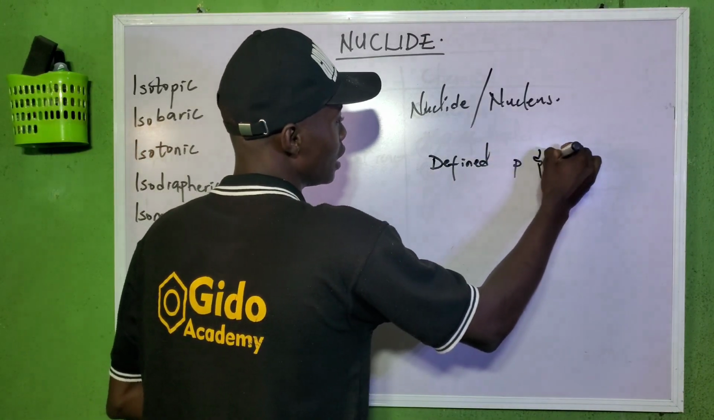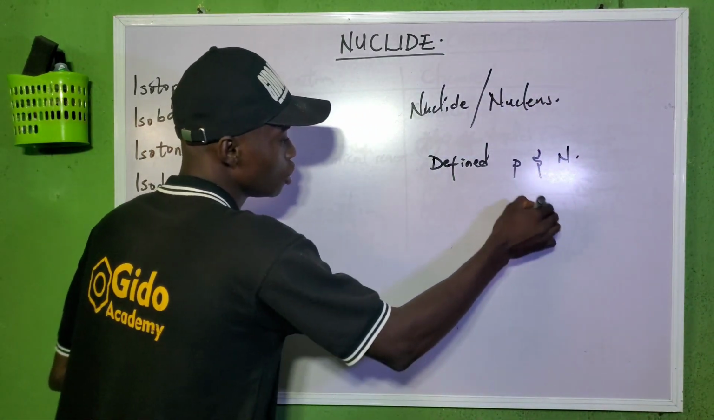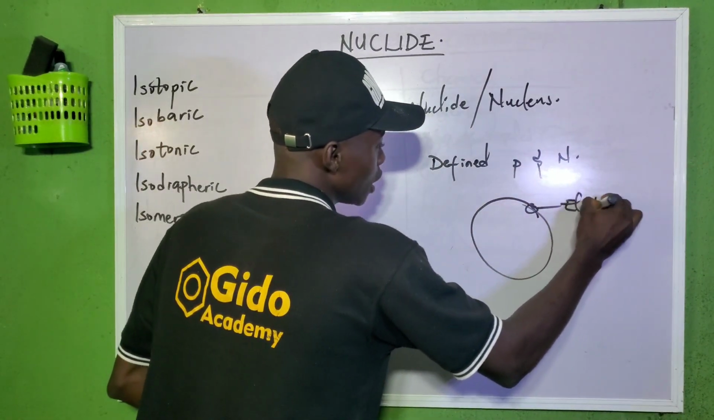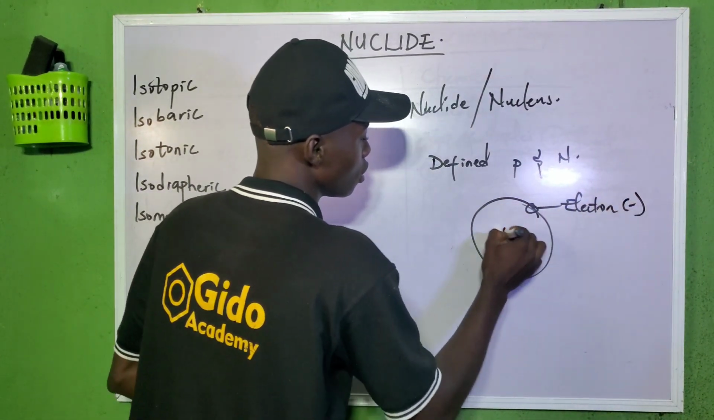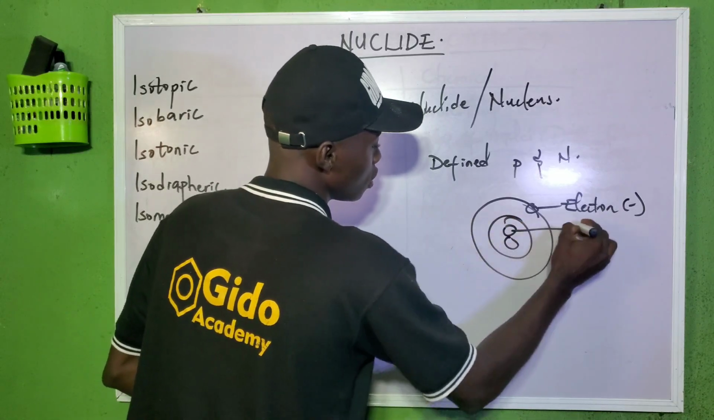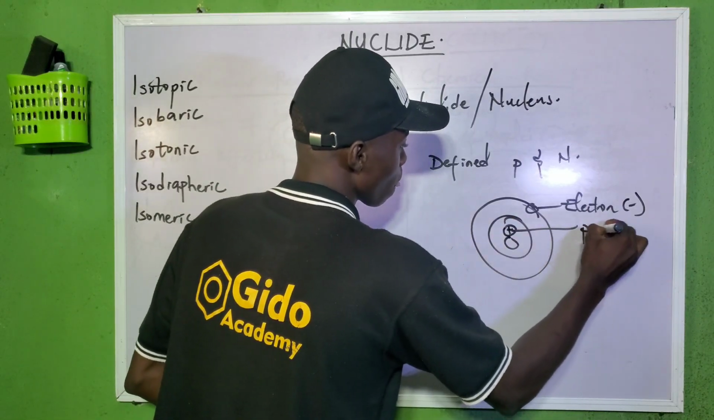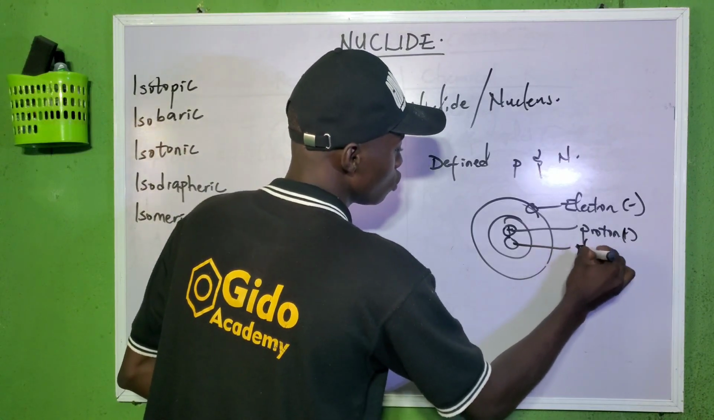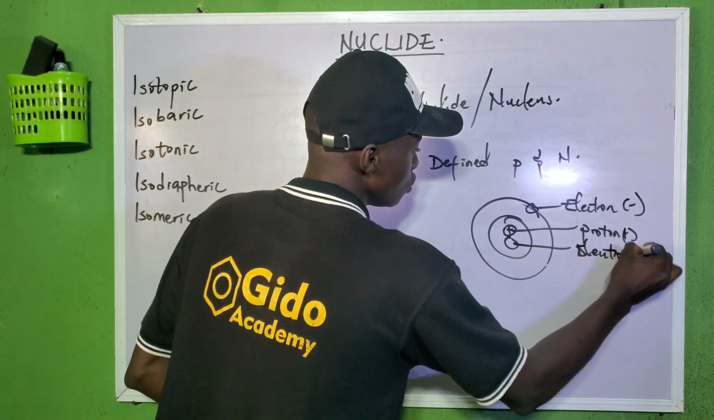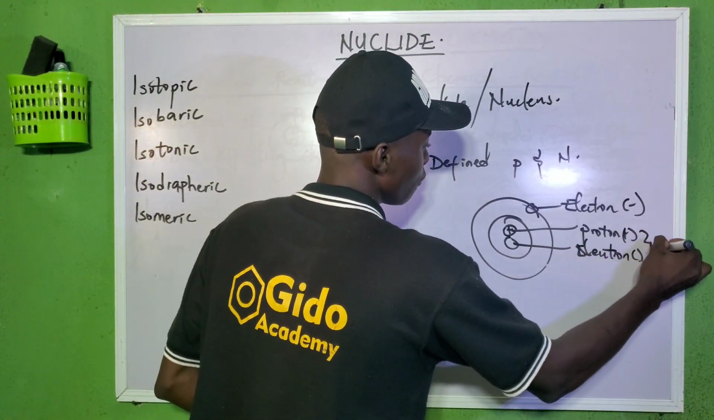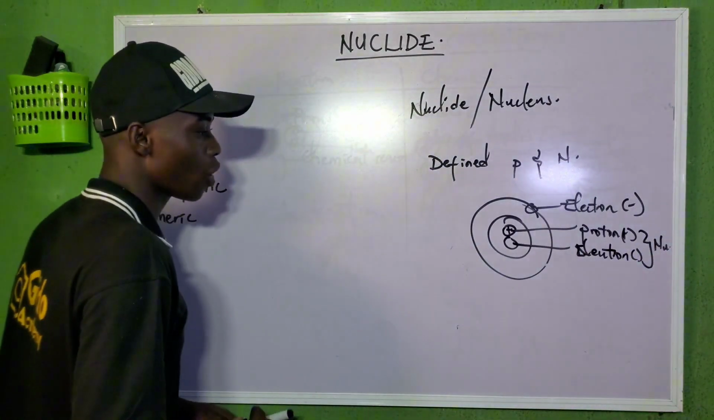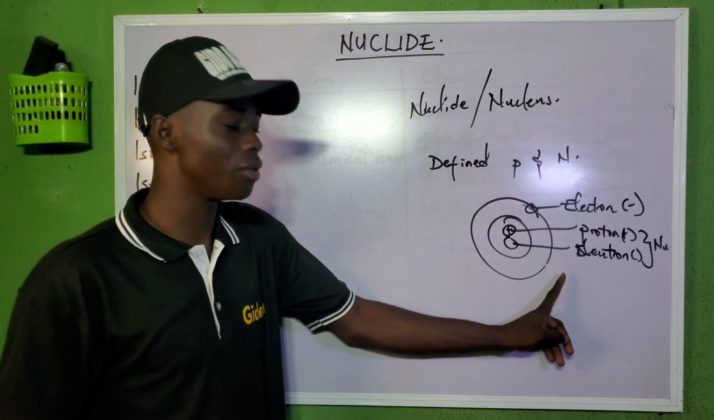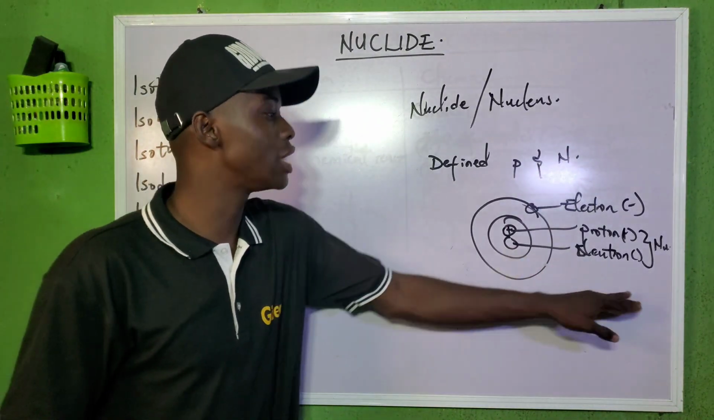proton and neutron number. Let me draw the nucleus of an atom again. This is the electron, which is negatively charged. This is the proton, it is positively charged. This is the neutron, it is neutral, has no charge. Both of them are found in the nucleus.